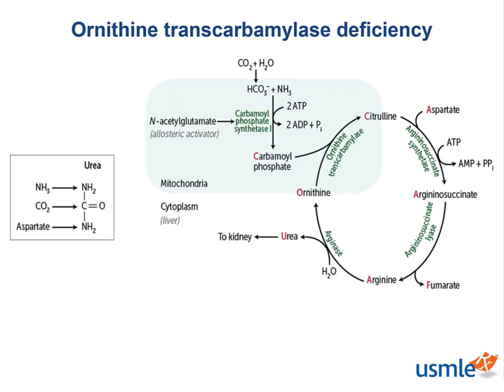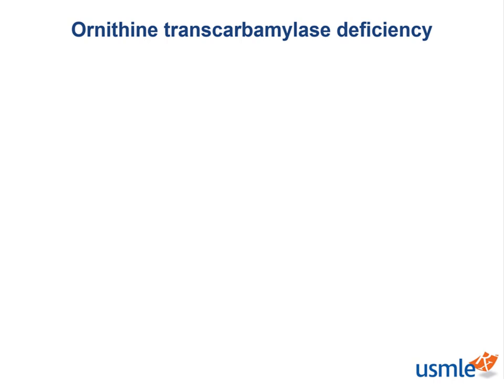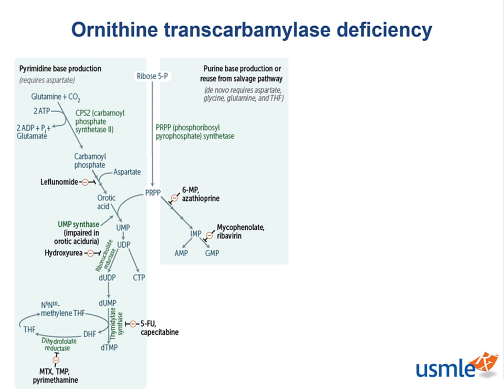Now, let's look back at the urea cycle. If there's a deficiency in ornithine transcarbamylase, then what will build up? We'll start having a buildup of carbamoyl phosphate, which uses ornithine transcarbamylase to make citrulline. Can you remember when you've heard of carbamoyl phosphate before? You're right if you're thinking of pyrimidine synthesis.